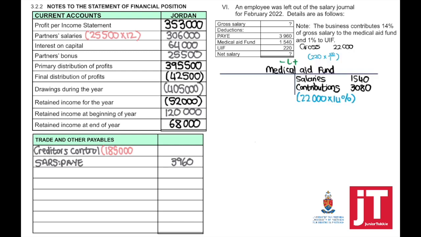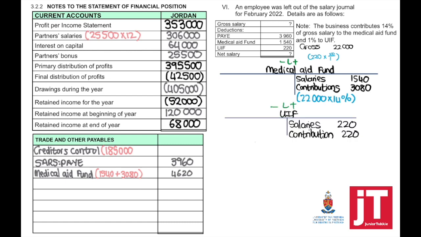The medical aid fund, 1,540 is deducted. We calculated 14% on the gross salary. So the medical aid fund consists out of the deduction plus the contribution. That is the total amount that we owe the medical aid fund. UIF consists out of the deduction plus the contribution. So in total, 440 is owed to the UIF.